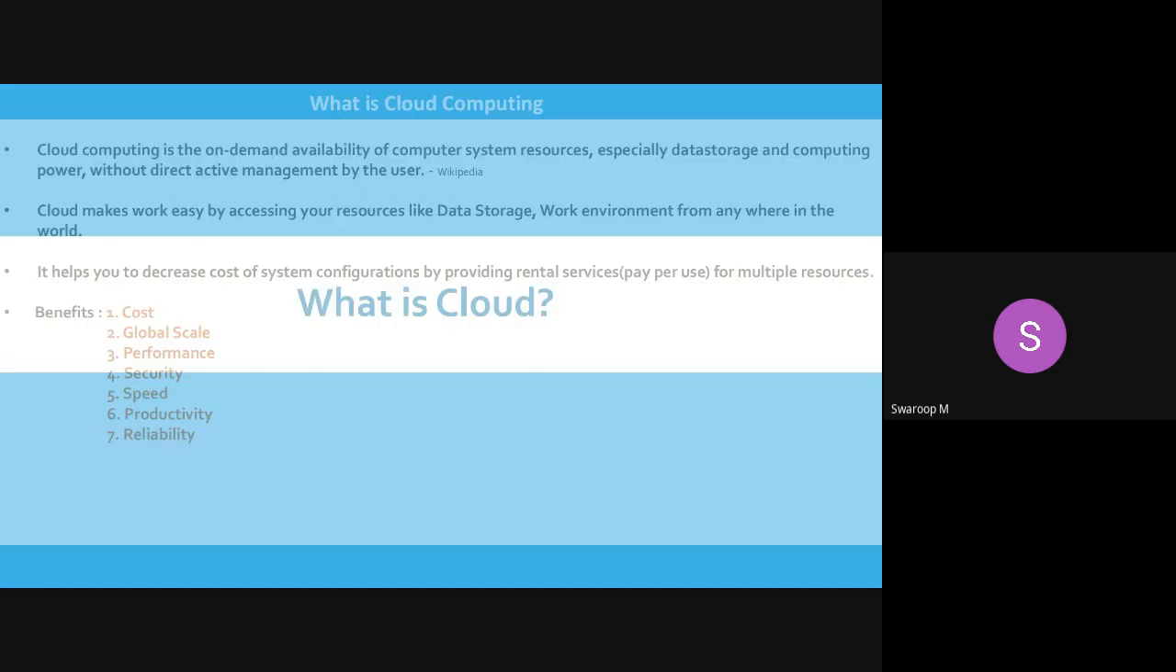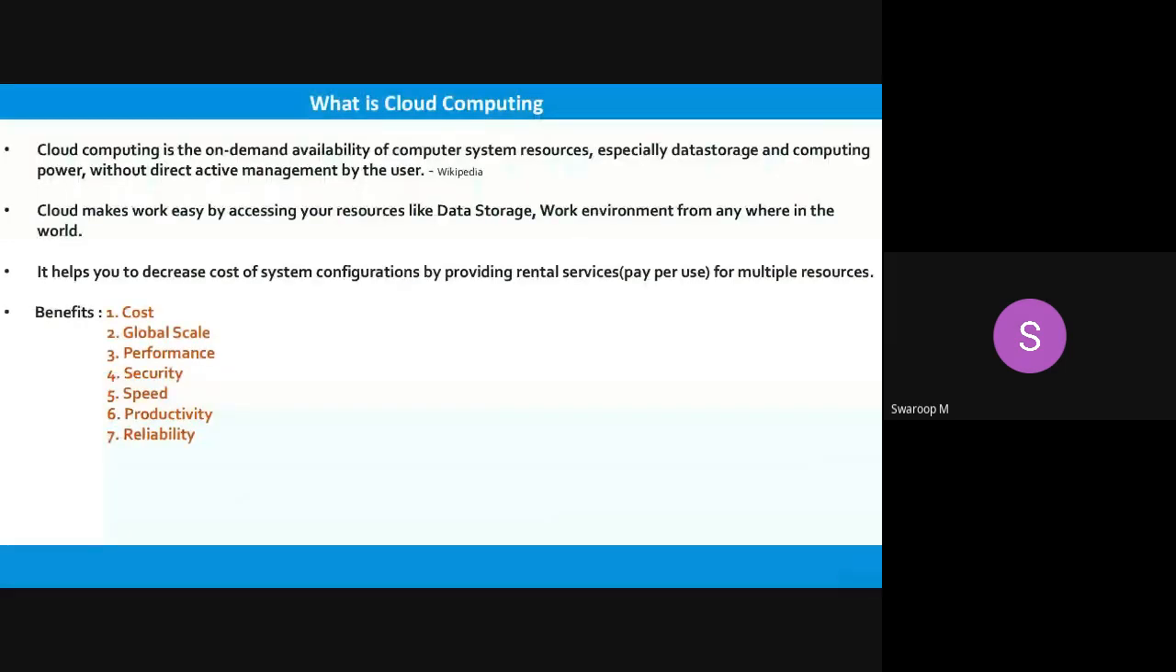cloud. So what exactly is the cloud? Here, cloud computing is the on-demand availability of computer system resources, especially data storage and computing power, without direct active management by the user. So that's given by Wikipedia. So here, cloud makes work easy by accessing your resources like data storage and work environment from anywhere in the world.